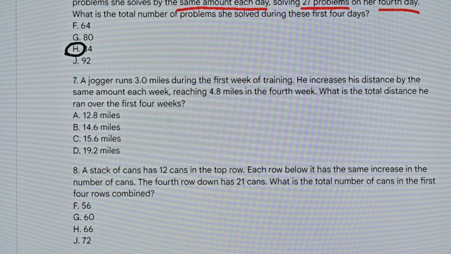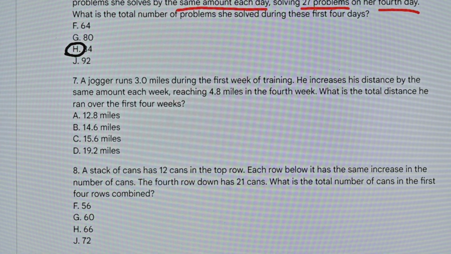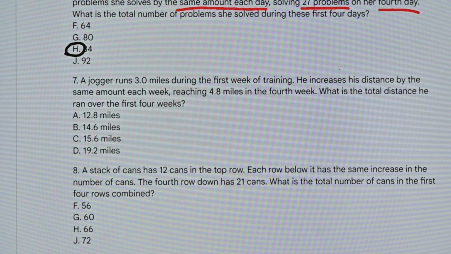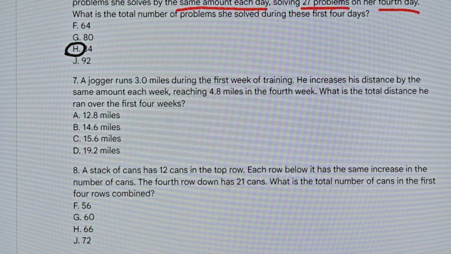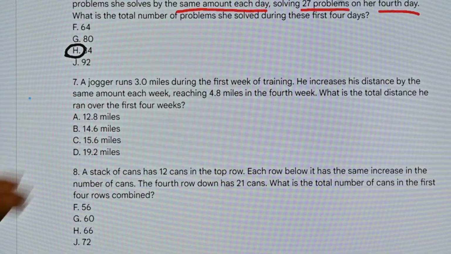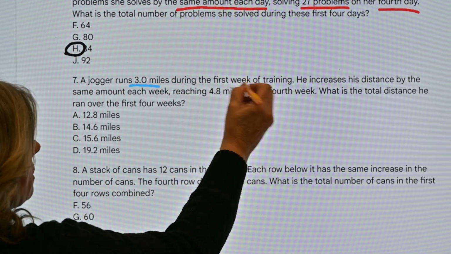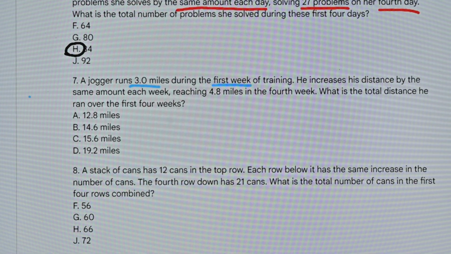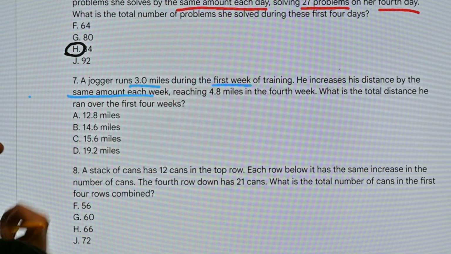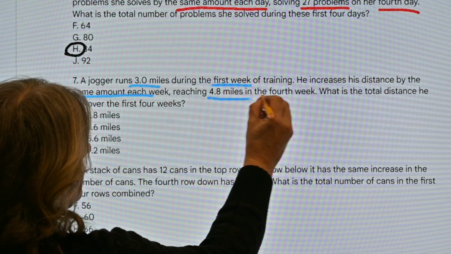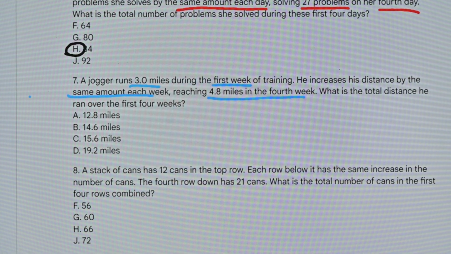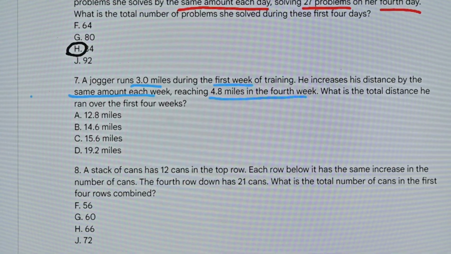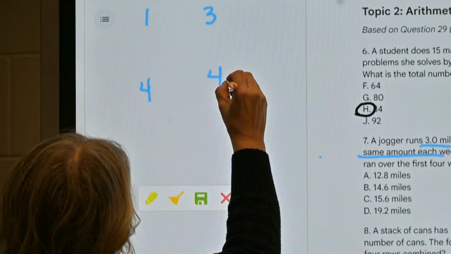Let's do one more just to make sure you guys are good. Or do you guys feel good about this one? You feel pretty good, or you want to do one more? One more? Yeah, okay. So a jogger, I'm going to put this one on this side, okay? A jogger runs 3 miles his first week. He increases his distance by the same amount each week, and he did 4.8 his 4th week. So I'm going to do his first week was 3, his 4th week was 4.8.